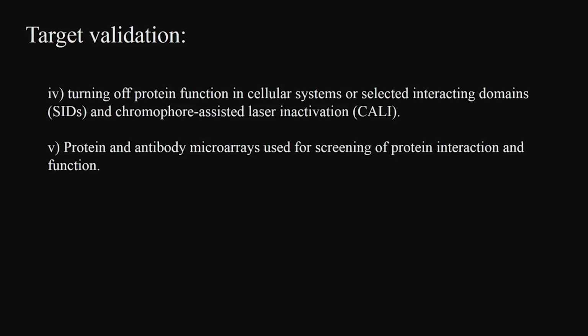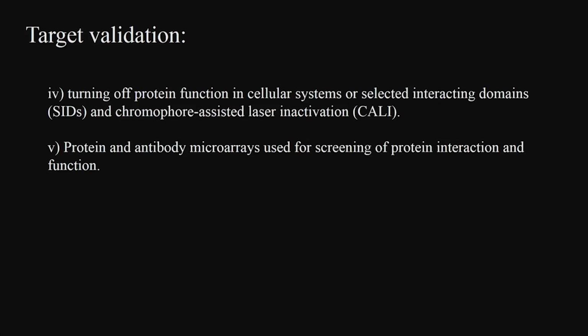So, we turn off protein. The protein is produced, but its function is turned off by this particular approach. The fifth approach is protein and antibody microarray used for screening of protein interaction and its function. This is the fifth approach.